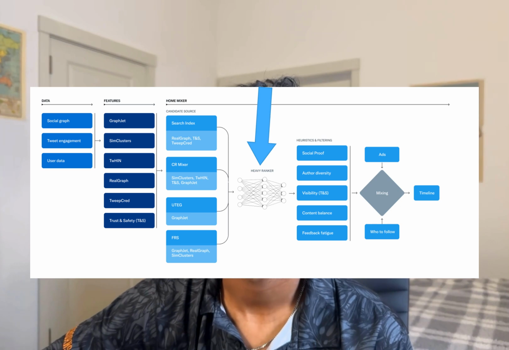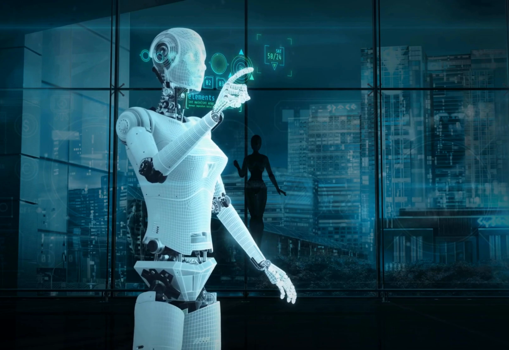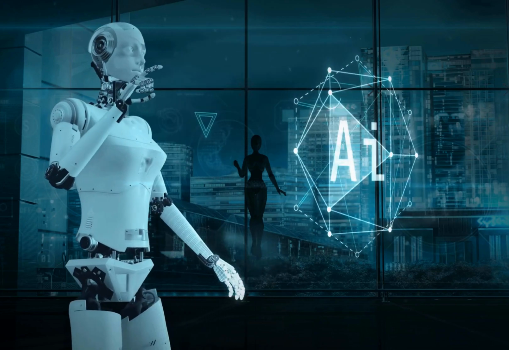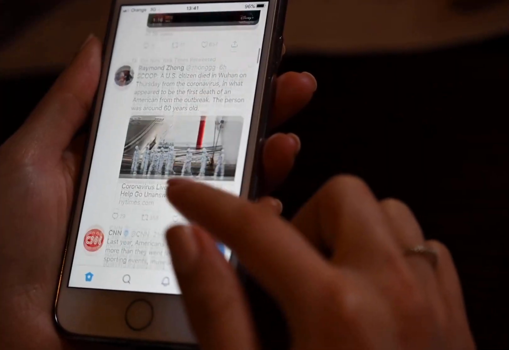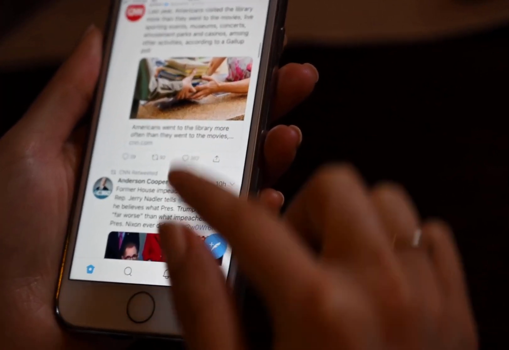The fourth phase is the scoring system. All the thousands of candidate tweets go into the heavy ranker, which is the true brain of the For You algorithm. This is a sophisticated model that gives every single tweet a score. That score is based on one thing: how likely are you to interact with it? Will you like it, reply, retweet? It weighs hundreds of factors to make this prediction. Tweets with higher scores will go to the top. The accuracy of this part of the For You algorithm is why your feed feels so personalized.